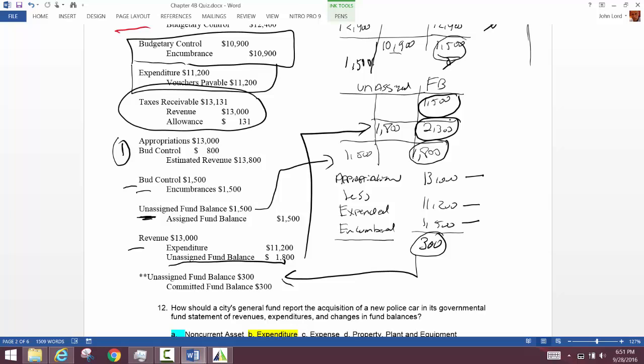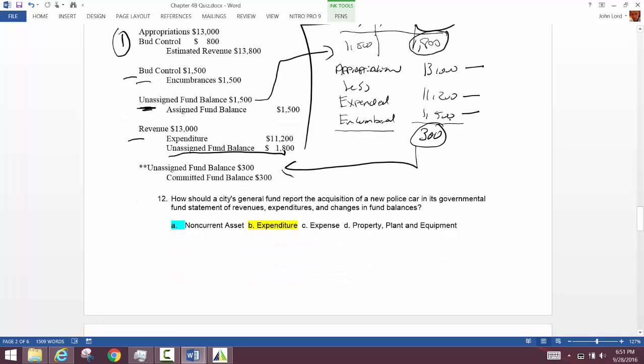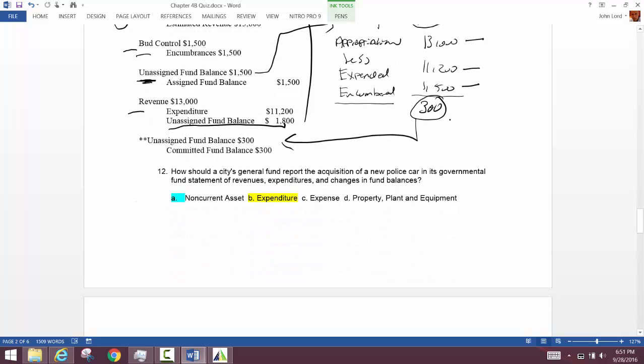Okay. Question? Okay, good. Let's go ahead then. How should the city's general fund report the acquisition of a new police car? Come on, guys. There's no way you can walk out of this class not knowing that. That's like the easiest thing in the world, right?